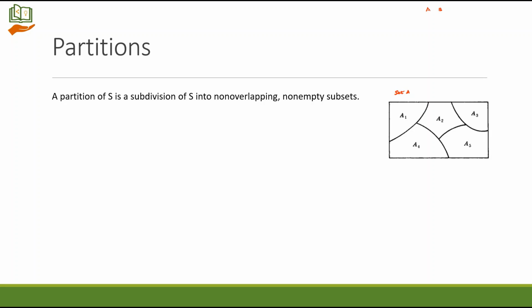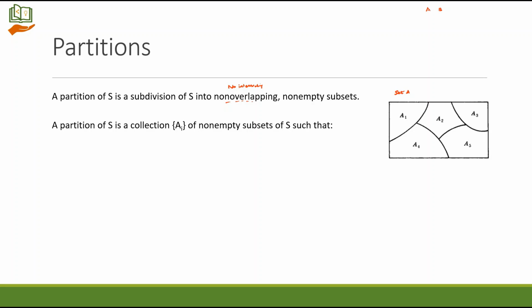A partition of set S is a subdivision of S into non-overlapping, non-empty subsets. What is non-overlapping? It means there is no intersecting element. There will be no common elements between these subsets, we can say. So they say non-empty subsets. It means every subset should have at least one element. What are the subsets that you can find in this diagram? A1, A2, A3, A4 and A5.